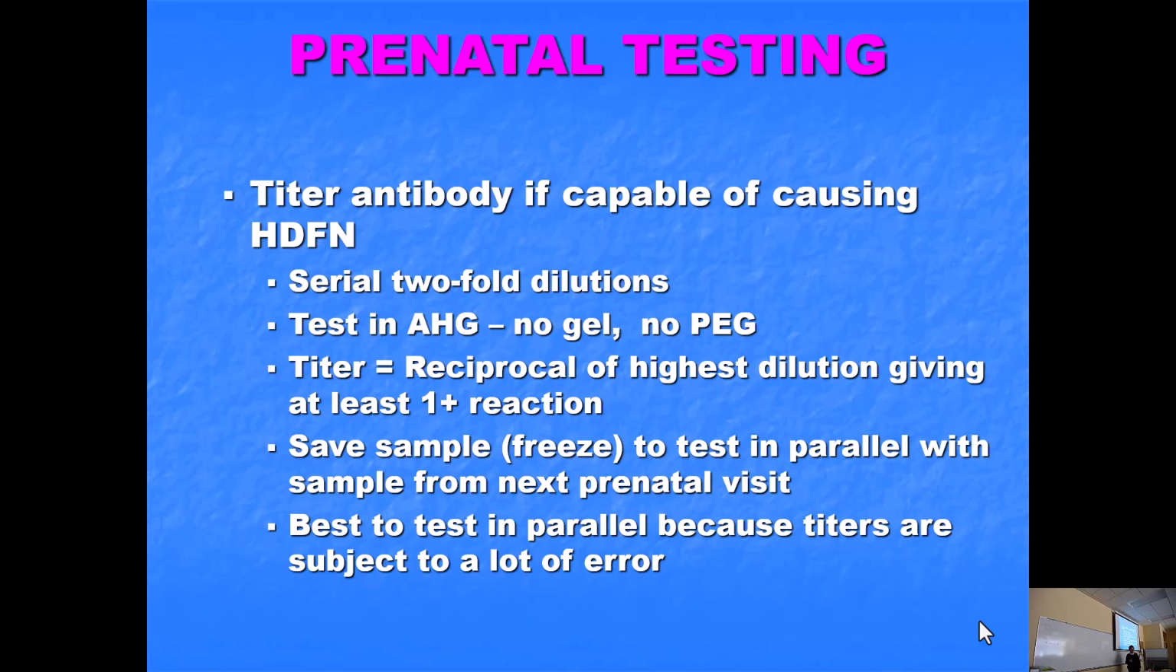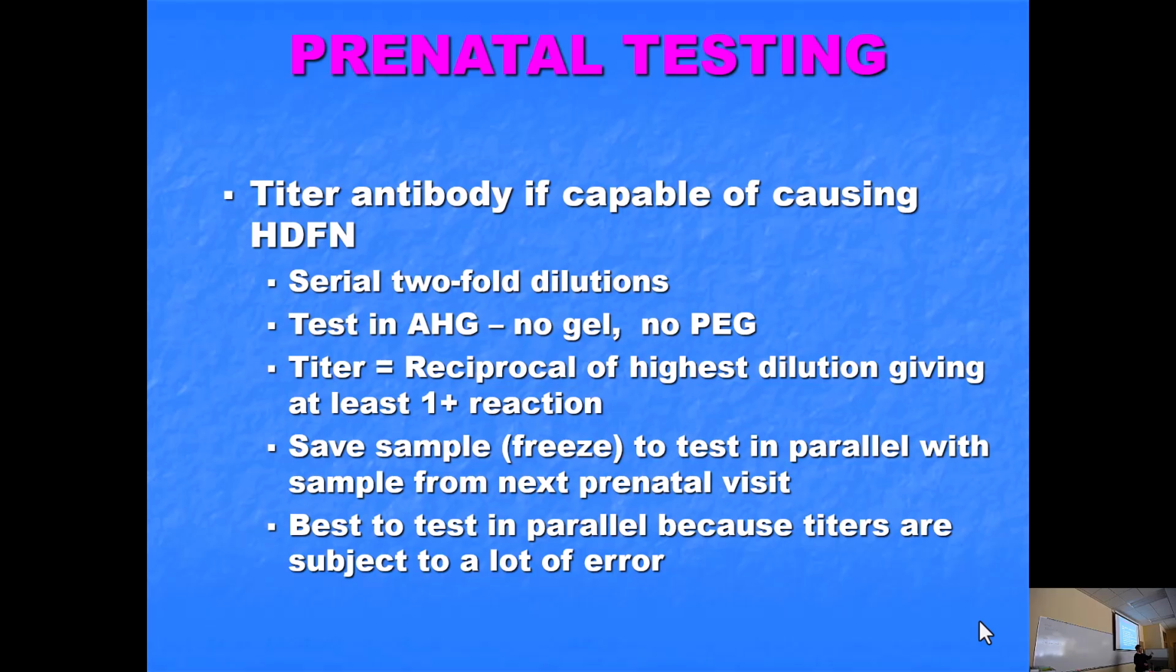But anyway, it's important to test these in HG. We don't use gel, we don't use PEG, we don't use any of those things. We need to know what's going on. The titer, we know, is the reciprocal of the number giving the highest 1+ reaction. What we're going to do is that titer, but then we're going to save that sample in the freezer.